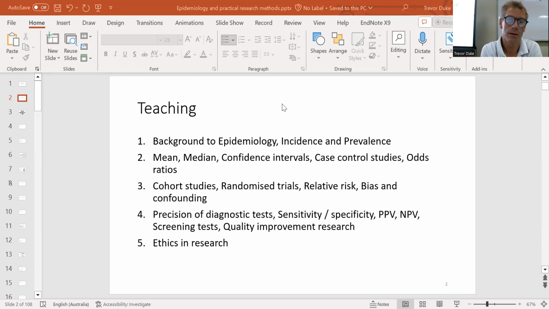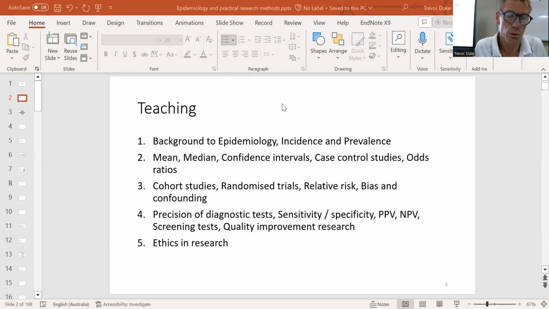All right. We'll talk about means and medians and confidence intervals and case control studies and odds ratios in the next lecture. And in the third lecture, we'll talk about cohort studies and cover randomized trials and relative risk and bias and confounding. So there's a number of different things there.